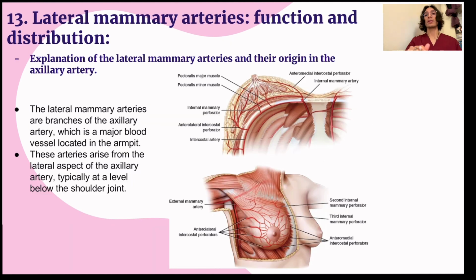Lateral mammary arteries, function and distribution. The lateral mammary arteries are branches of the axillary artery, which is a major blood vessel located in the armpit. These arteries arise from the lateral aspect of the axillary artery, typically at a level below the shoulder joint.